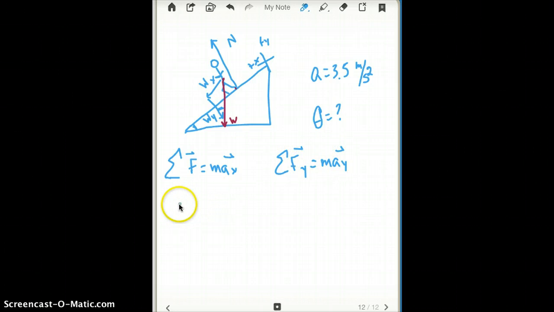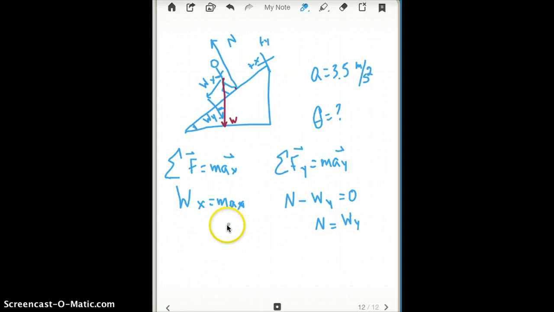Okay, so in the x direction, I just have Wx equals max, which means the surfer's motion down the wave is caused by part of his weight. That makes sense. And in the y direction, we get the normal force minus Wy equals 0, because the surfer is not floating up off the water or sinking through the wave. So the normal force is equal to part of his weight.